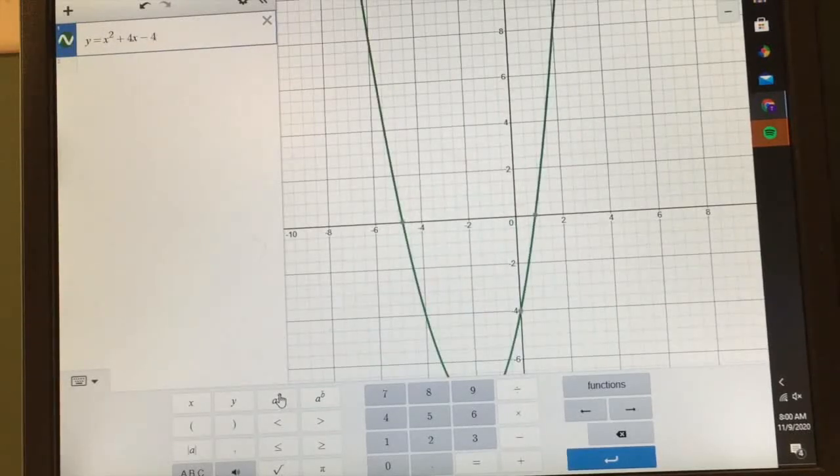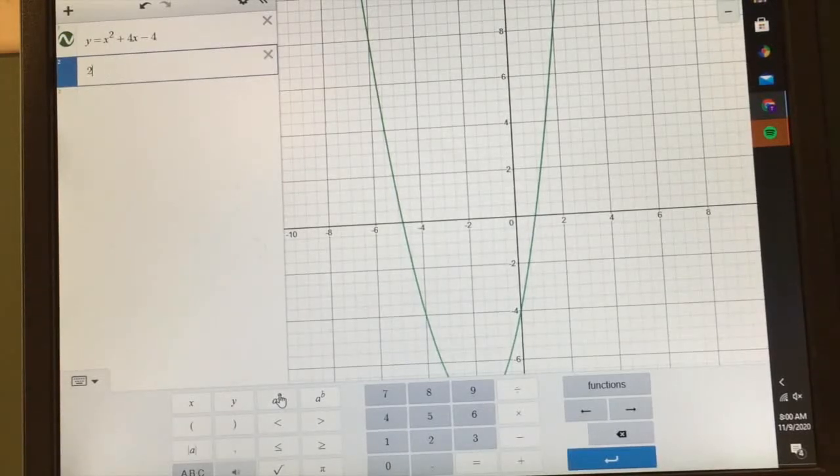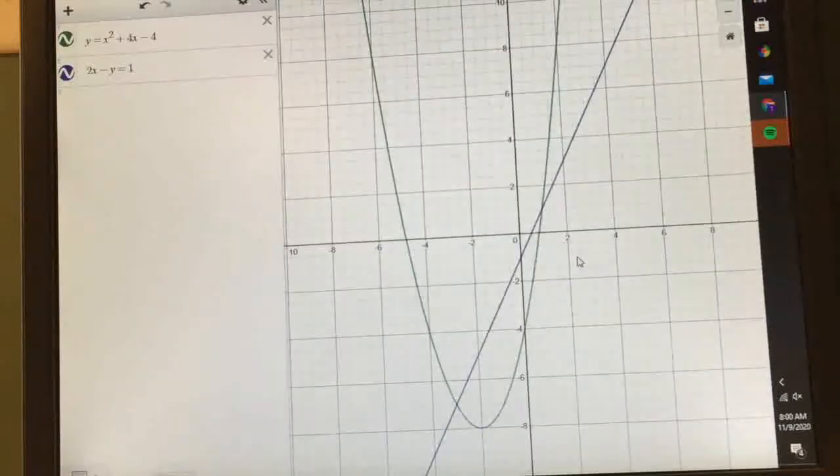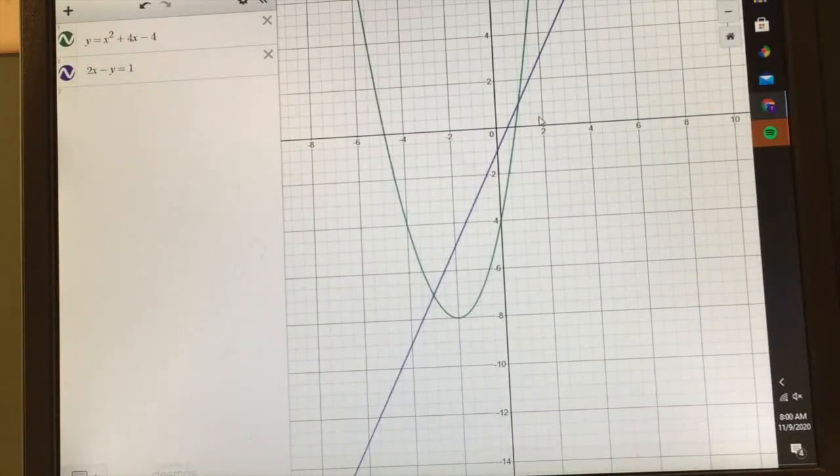And there's that parabola. And on my screen, it's green. For the next one, 2x minus y equals 1. And that's a linear equation in blue there. And so I'm just going to figure out where these graphs intersect. So right here, the intersection between those two is at the ordered pair (1, 1), and the second intersection here is at (-3, -7). And we're finished with that problem.